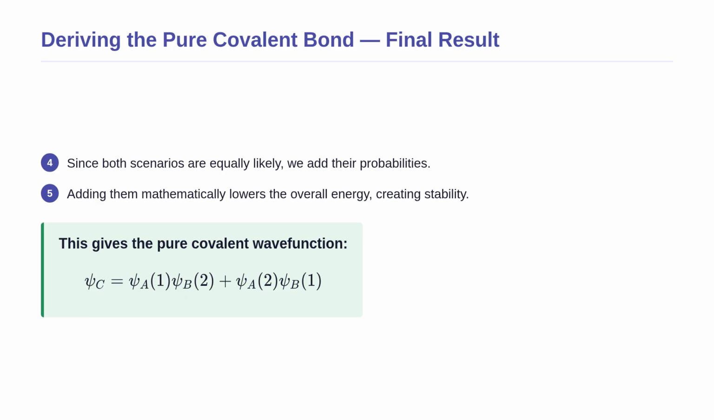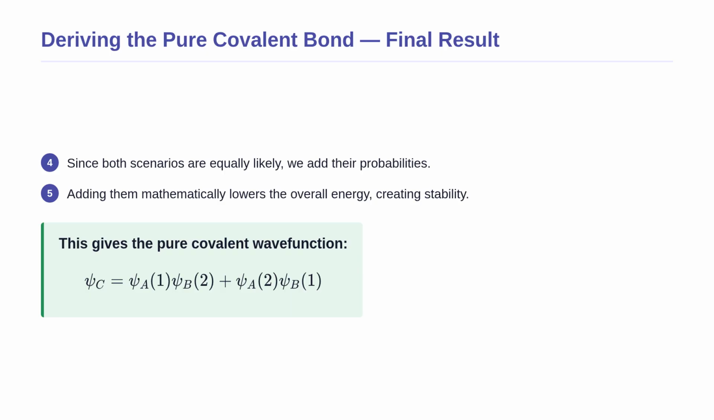Because both the original and exchange scenarios are equally probable, the true description of the covalent bond must include both possibilities at the exact same time. We combine them by simply adding the two equations together. In quantum mechanics, adding these probabilities mathematically lowers the overall energy of the system, which is exactly what makes the chemical bond stable in the real world.